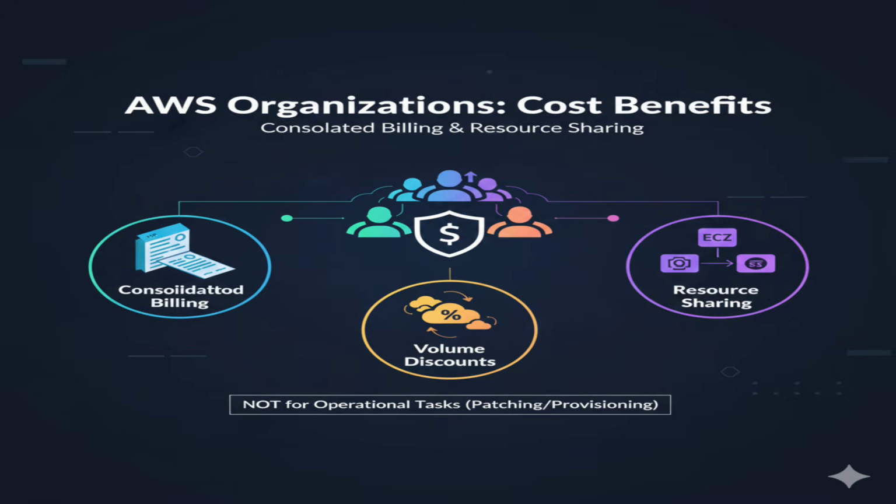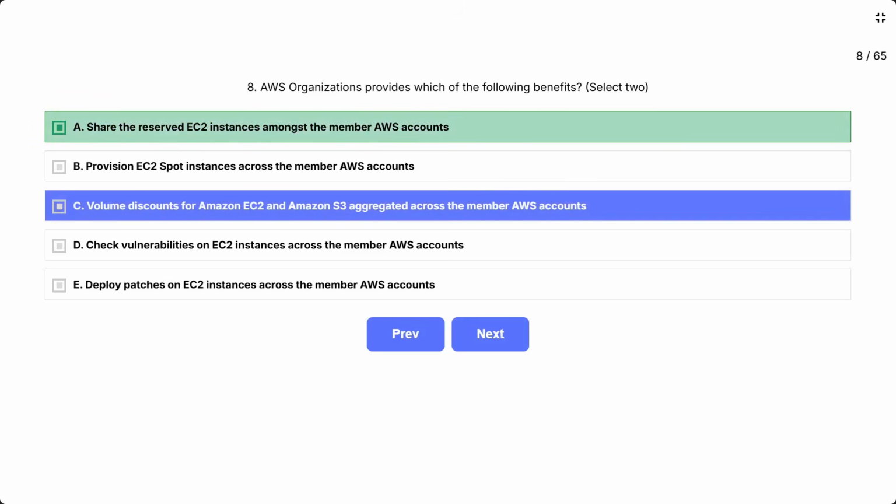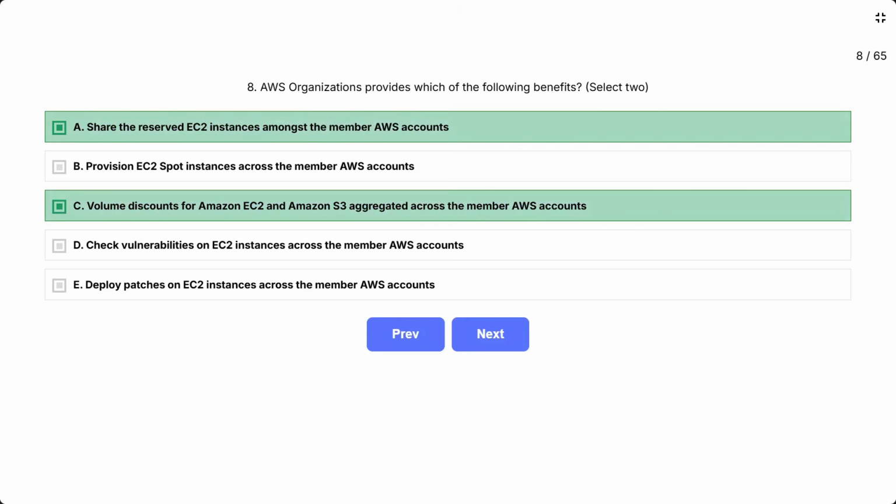This question is asking about the key billing and cost-saving benefits that AWS Organizations offers when you have multiple AWS accounts. Focus on features related to sharing resources and cost consolidation across accounts in an organization. AWS Organizations is mainly about governance, billing, and resource sharing, not about operational tasks like patching or provisioning instances. The correct answer is A, share the reserved EC2 instances amongst the member AWS accounts, and C, volume discounts for Amazon EC2 and Amazon S3 aggregated across the member AWS accounts.